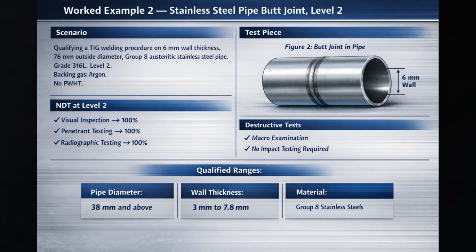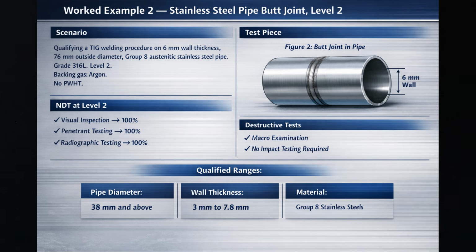Destructive tests. Key differences. Hardness testing is not required for Group 8 parent metal. Impact testing. Group 8 austenitic stainless steel does not typically have specified low-temperature impact requirements in standard technical delivery conditions unless specifically required by the application standard. Check this. Macro. Required, 1 specimen.